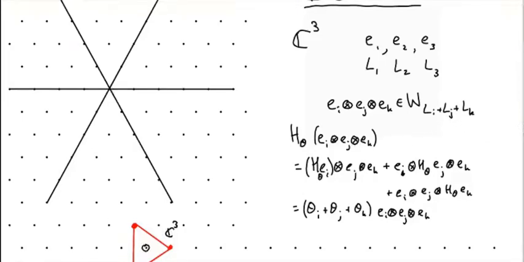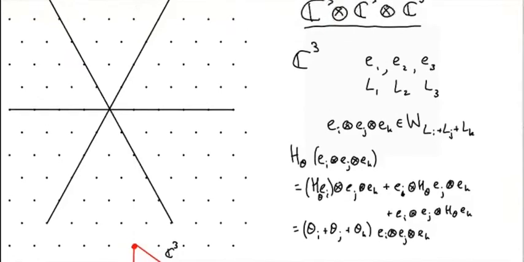So what does that give me? For example, E1 tensor E1 tensor E1 has weight L1 plus L1 plus L1. That is 3L1. That is 1, 2, 3 along this axis. That's here. Similarly, E2 tensor E2 tensor E2 is going to give me this weight space, and E3 tensor E3 tensor E3 will give me this weight space. Okay, what's next? E1 tensor E1 tensor E2. I go 1, 2 along because I got 2 powers of E1, and then once in the L2 direction.